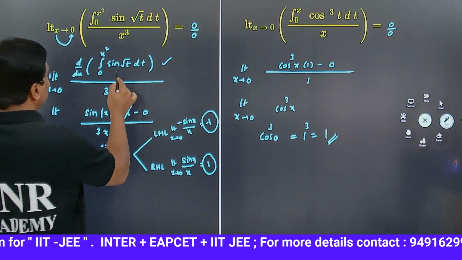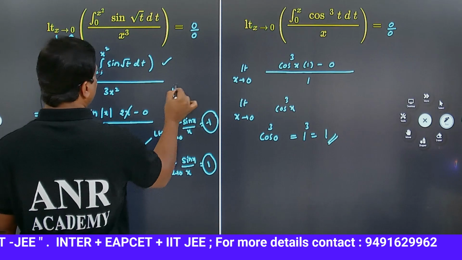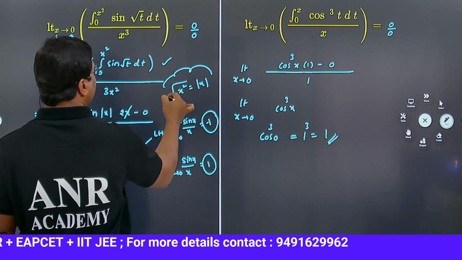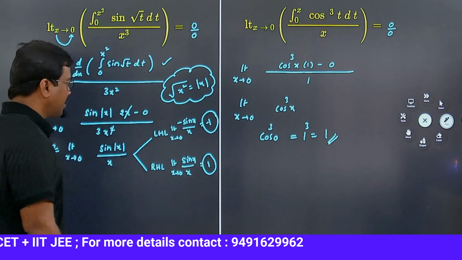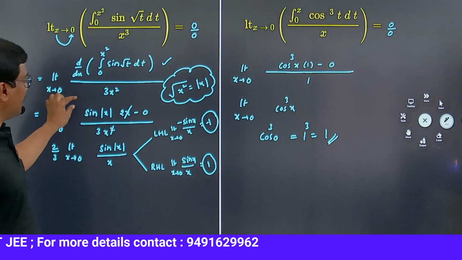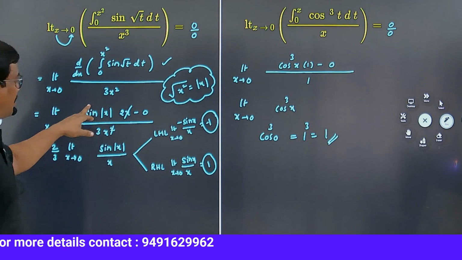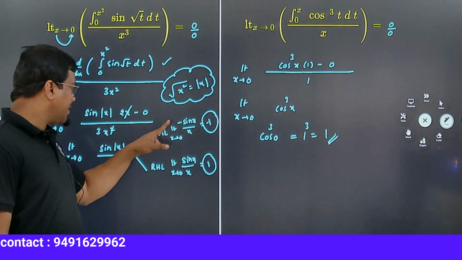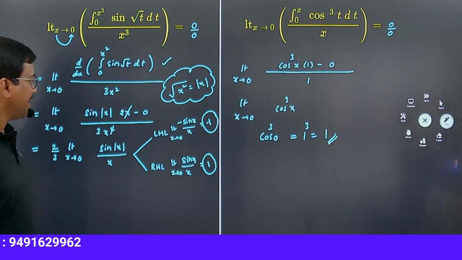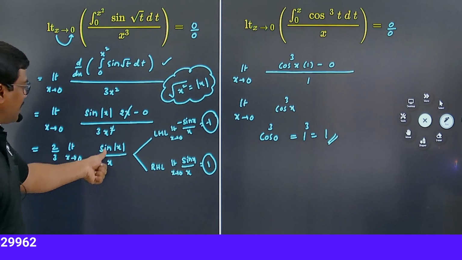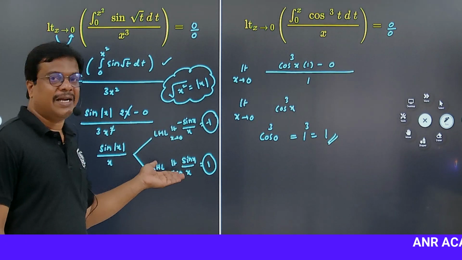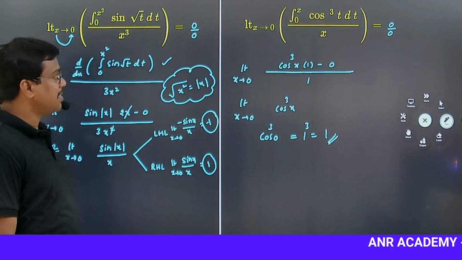Why? Because you have root t here, that is root over x square. Root over x square is nothing but modulus x, remember, not x. Due to that reason, here you got sin of mod x in the numerator, and for negative values of x it is minus x, so minus of sin x by x, and for positive values of x it is sin x by x. So left hand limit not equal to right hand limit implies the limit does not exist.